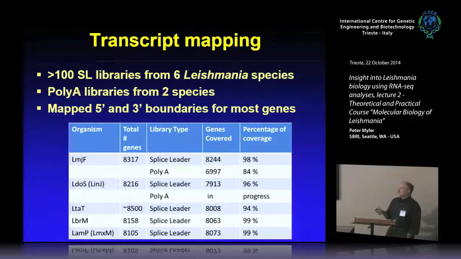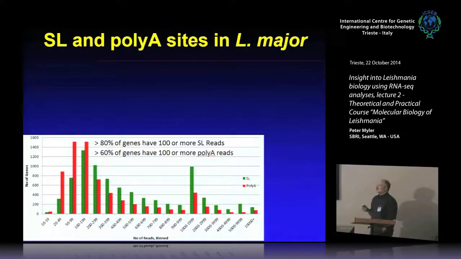And you can see that we covered almost all of the genes. We got reads from more than 80% or 90% of the genes with the splice leader library. You get different patterns when you look at the splice leader and the polyA plus libraries. The green bars are from the splice leader library. This is, I think, from L. major. And the red bars are from the polyA library. And what I'm mapping here is how many reads mapped to each gene.